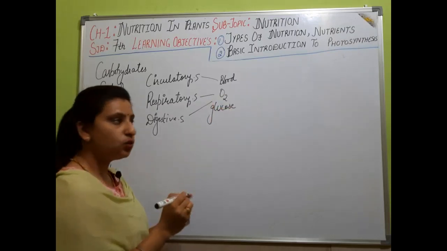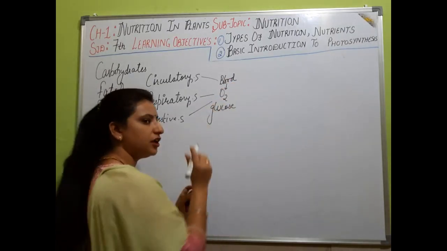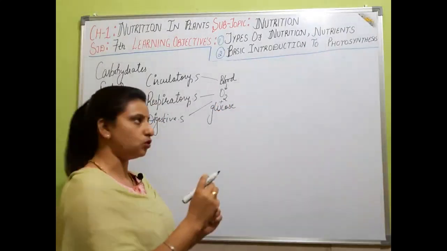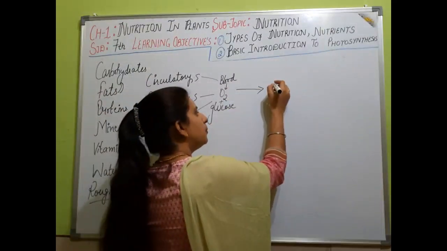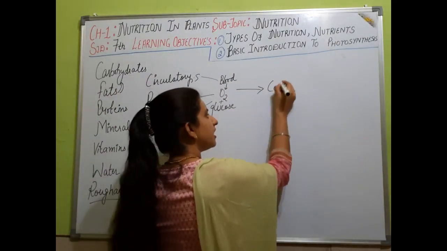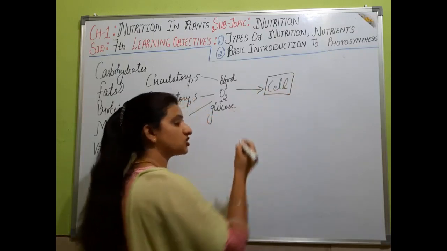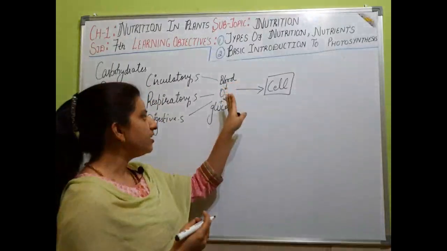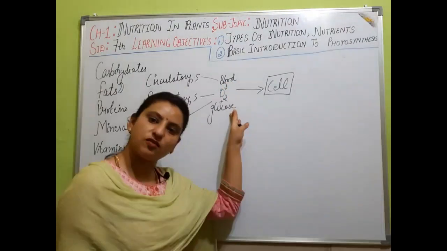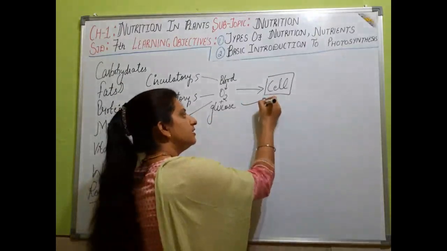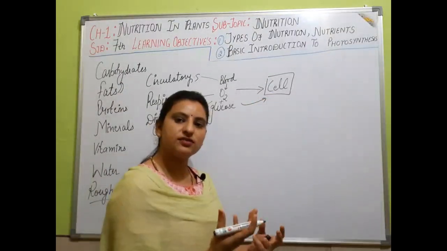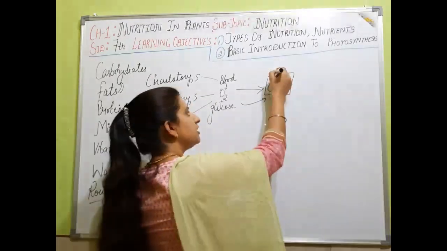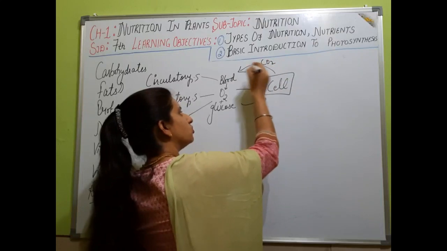Now what will the blood do? The blood, as a body fluid, will carry both oxygen and glucose to each and every cell of our body. As we know, the cell is the basic structural and functional unit of our body. So blood carries oxygen and glucose to all the cells of the body, and in turn what will the cell do? The cell will absorb both oxygen and glucose, and in turn it will provide carbon dioxide to the blood.